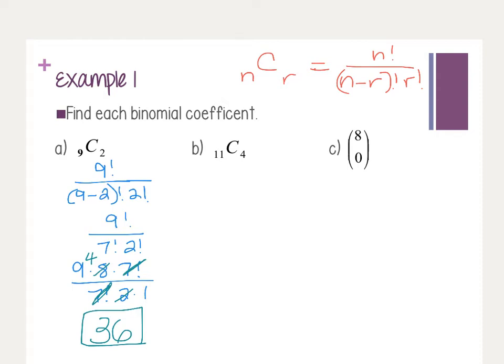You try B. Wait, how did you find R? R is the one on the right. Oh, okay. Yeah.